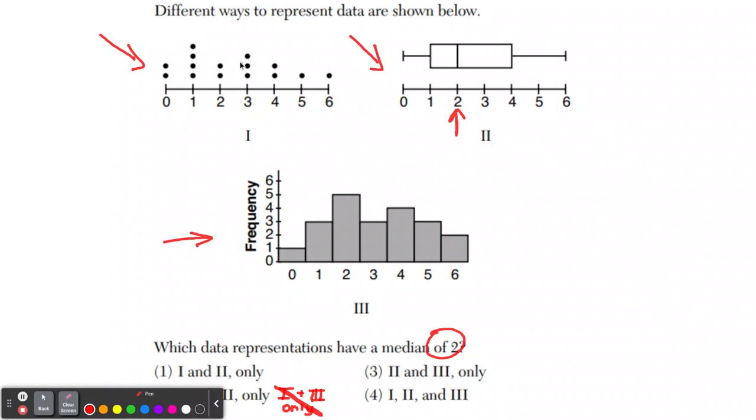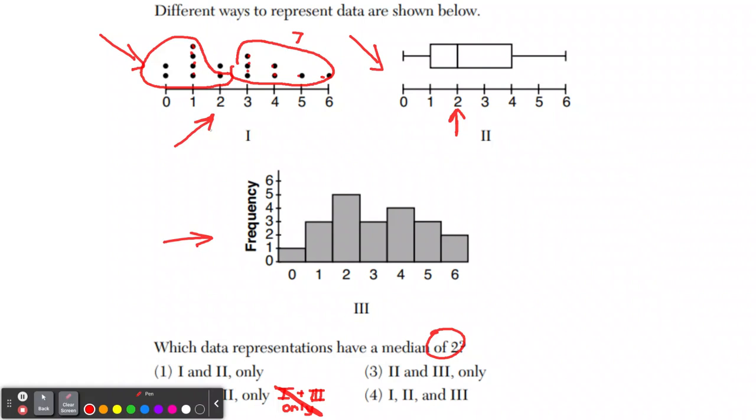So if we try to count the middle number, if I counted all these right here, we have 1, 2, 3, 4, 5, 6, 7. We have 7 numbers there. 1, 2, 3, 4, 5, 6, 7. 7 numbers here. So we can see the median is 2 there also. So 1 and 2 work.